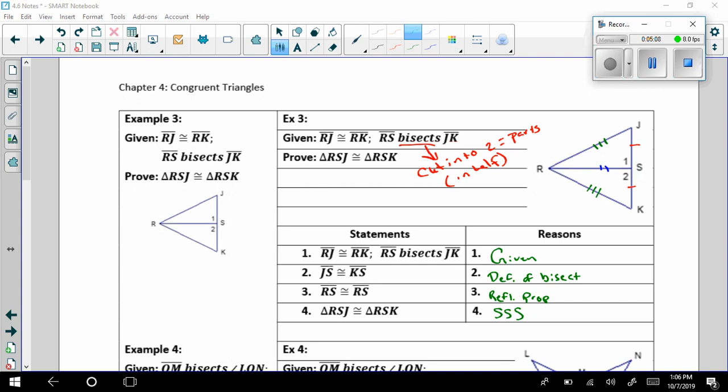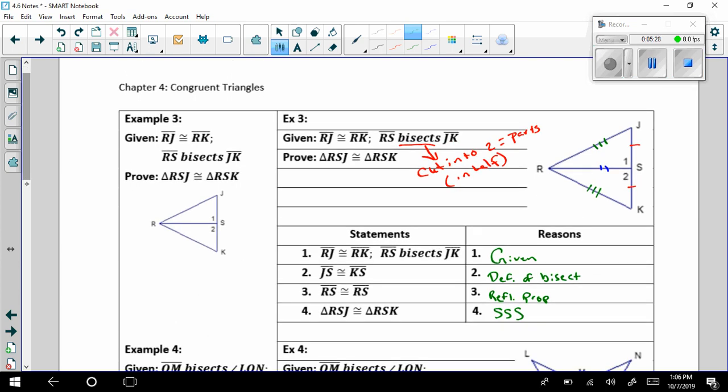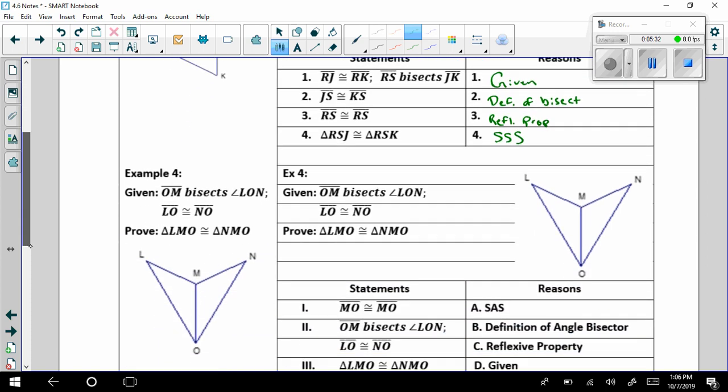Okay, here you go. If you turn back a page, you'll see this one is pretty similar to the first one that we did. So you have your given, the definition of bisect is why those two are equal, your reflexive property, and then so now all three sides are equal, so these triangles are congruent by SSS.